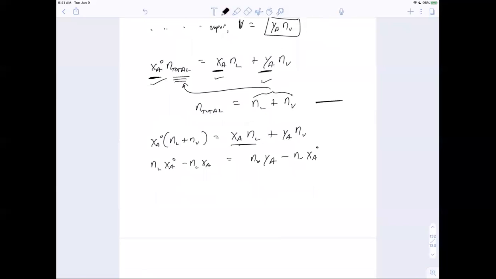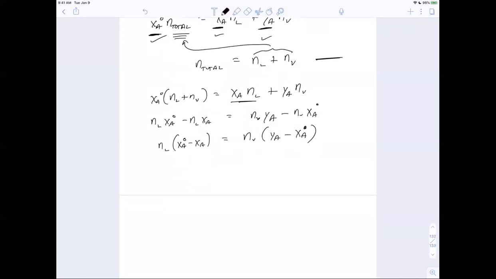So on the left-hand side, we have N sub L times XA naught minus XA. Remember, XA naught is the original liquid phase composition where we had all liquid, and X sub A is the composition of A in the liquid when we had that split into two phases. And on this side, we have N sub V times YA minus XA naught. Again, YA is the vapor phase composition at equilibrium, and X sub A naught is what we started with in terms of composition.